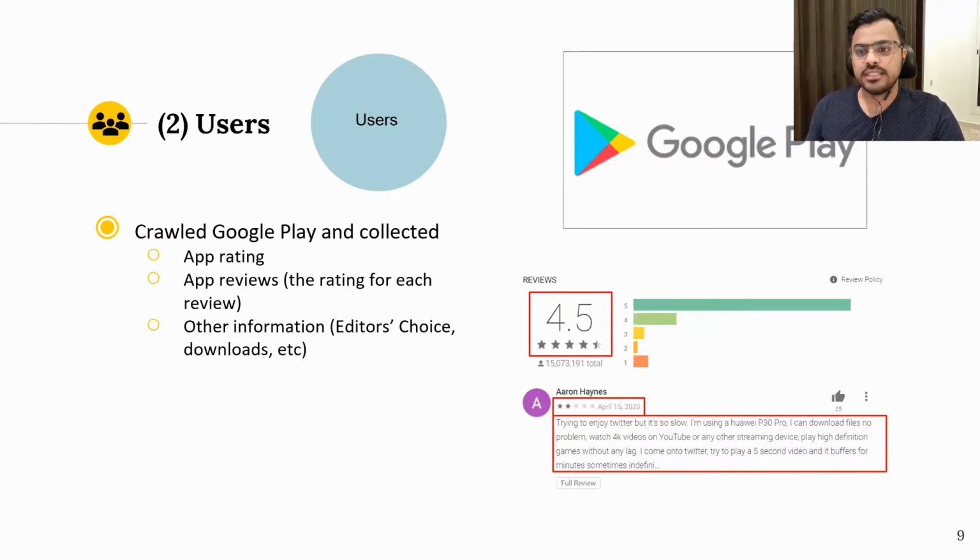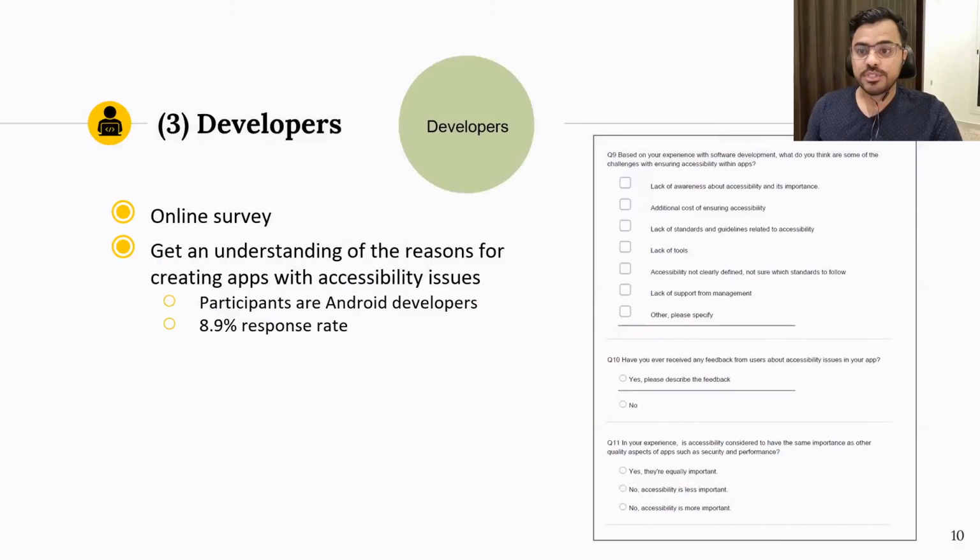And for this, we collected all the reviews for all the apps in our data set, and we filtered the reviews that discussed accessibility. The third perspective is the app developers. So we wanted to get a deeper understanding of why developers create apps with accessibility issues. So for that, we sent an online survey to Android developers.